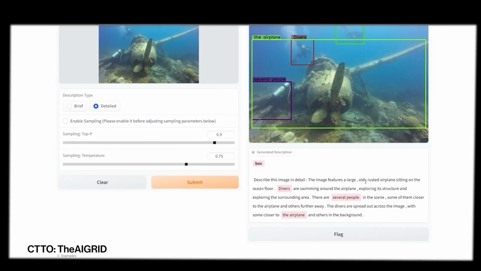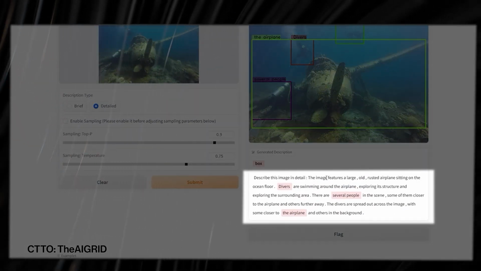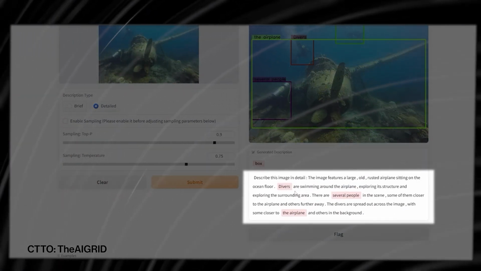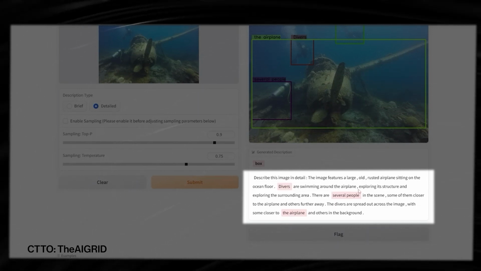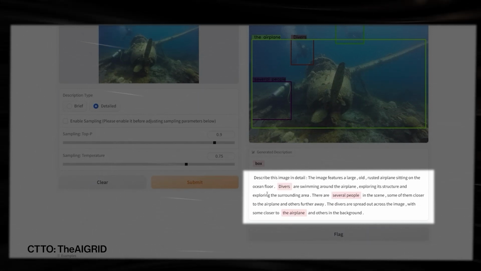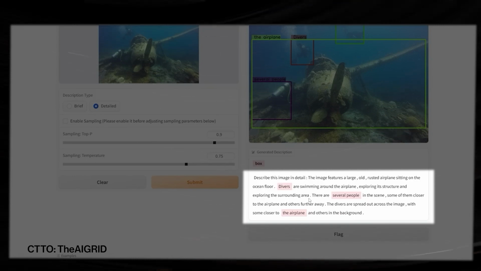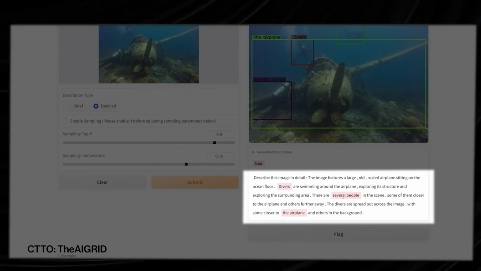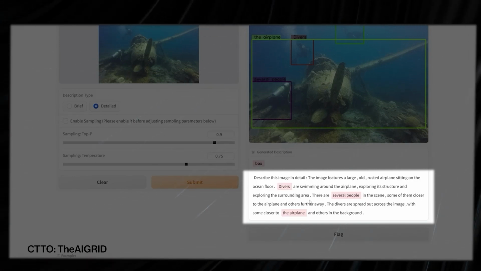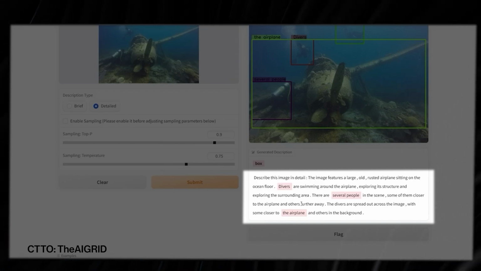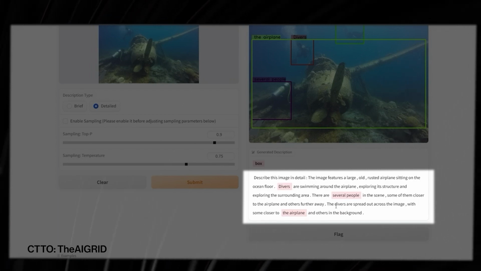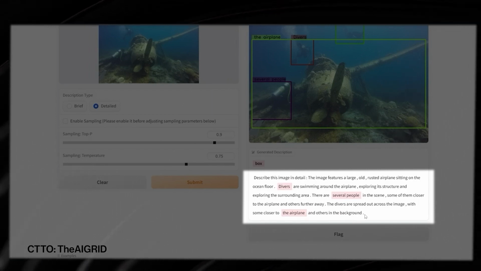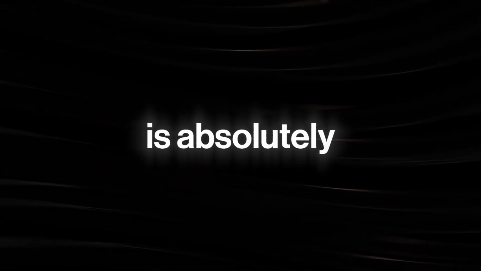Quoting the model's response, it says, "This image features a large old rusted airplane sitting on the ocean floor. Divers are swimming around the airplane, exploring its structure and exploring the surrounding area. There are several people in the scene, some of them closer to the plane, and others further away. The divers are spread out across the image, with some closer to the airplane and others in the back." You'll agree that the description given by KOSMOS 2 is absolutely spot on.